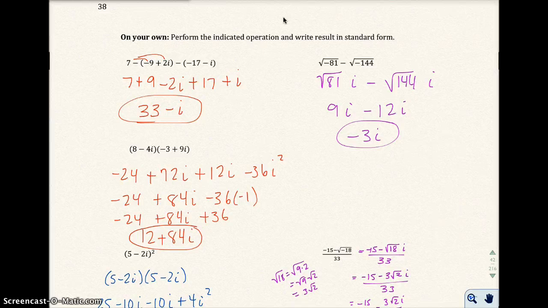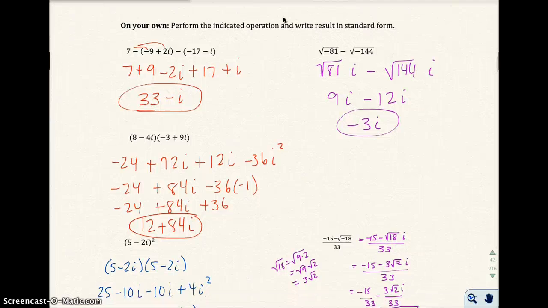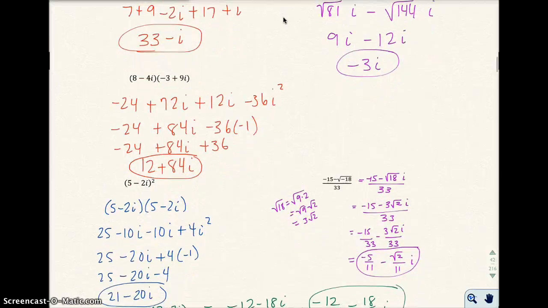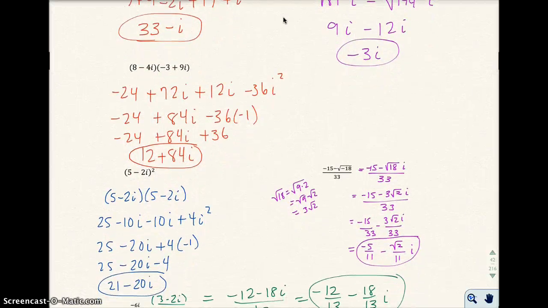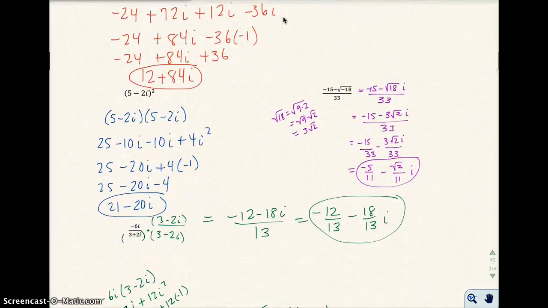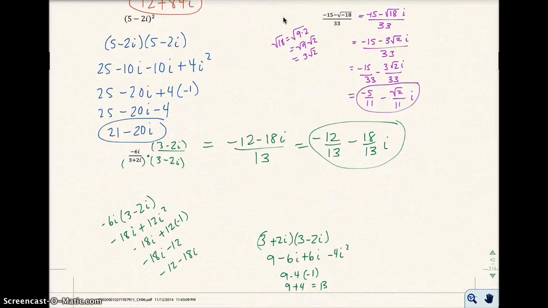Okay, so I put the answers up for the on your own problems. These are the type of problems that if you can do these, then you're good to go in this section. The first problem, I got 33 minus i. One below that, I got 12 plus 84i. Below that, I got 21 minus 20i. And below that, I got negative 12 over 13 minus 18 over 13 i. And all my work is shown below.